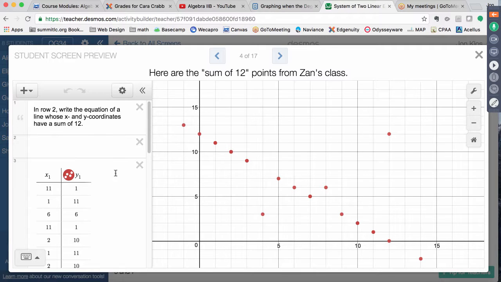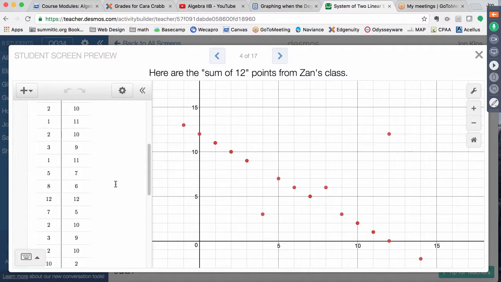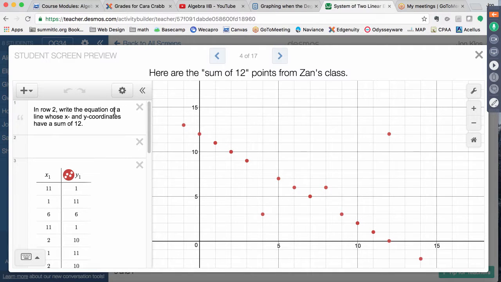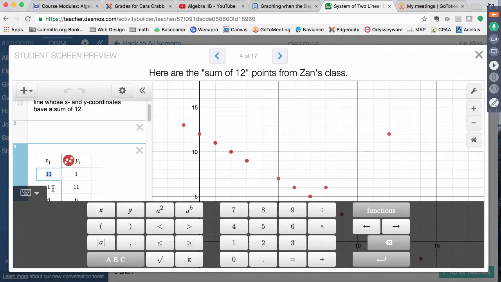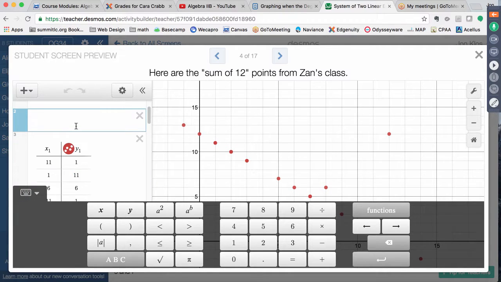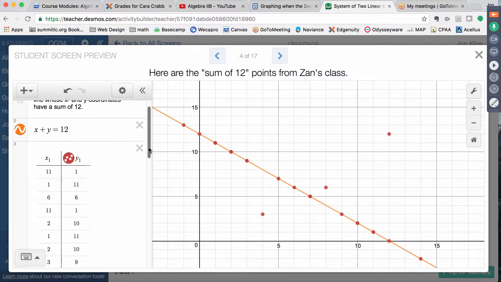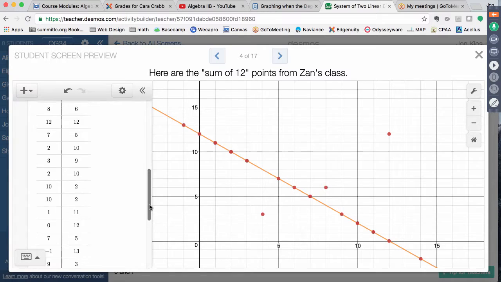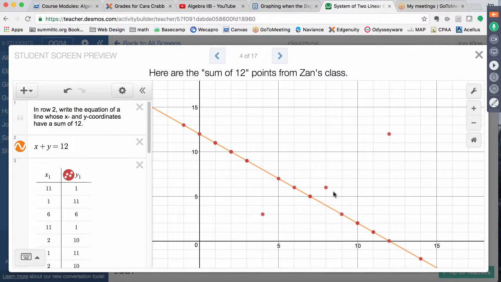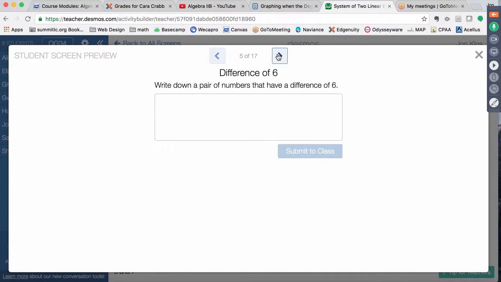So now make sure you read everything. Sometimes you have to look on the left side, sometimes you have to read carefully all the detail. But in row 2, write the equation of a line whose x and y coordinates have a sum of 12. Well, if I think about x and if I think about y and the sum, x plus y, those two values from the table have to sum up to equal 12. There would be a linear equation for that line, representing all the points. You can see the line goes through most all the points except for the few that were not on it. So we're building up the sense of an equation, right?